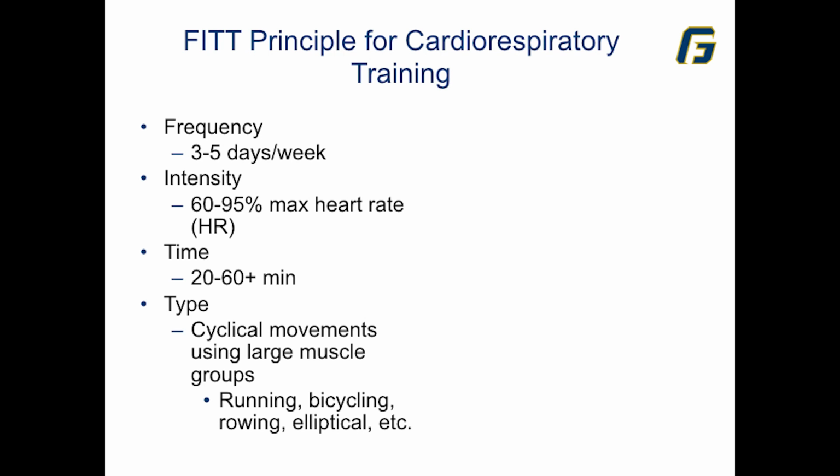So we've hit on the intensity a little bit already. The ranges we're going to utilize in our own decision making for programming are somewhere between 60 and 95% of your max heart rate. Remember, your maximum heart rate is calculated by taking the static number of 220 and subtracting your age.